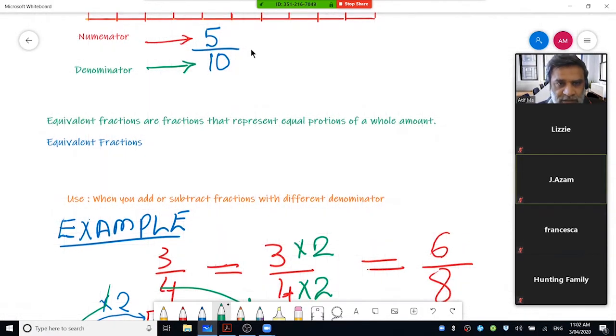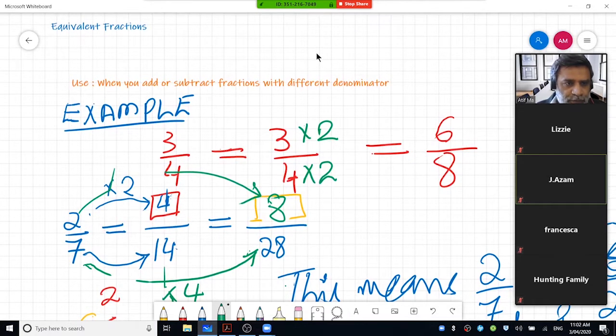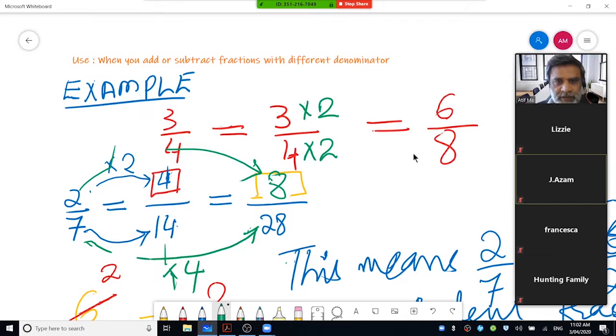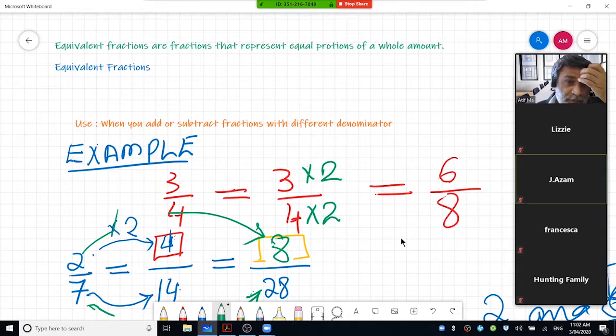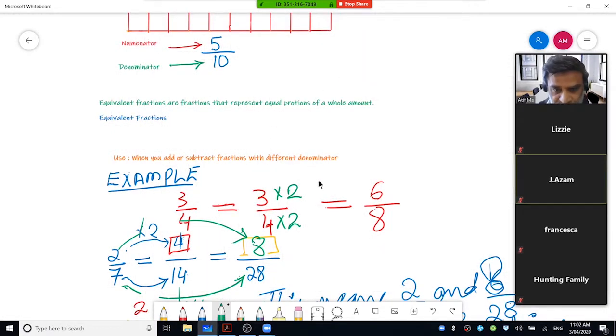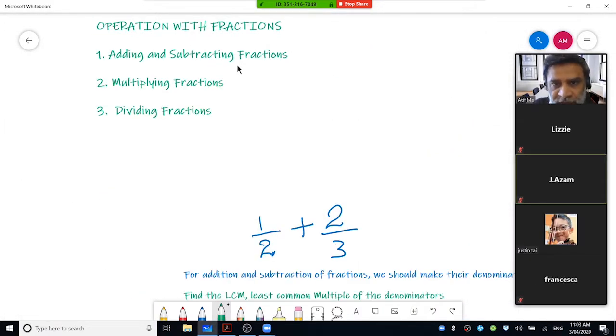We said a fraction has a numerator and a denominator. Equivalent fractions are fractions that represent equal portions of a whole amount. It means if you have a fraction and you multiply the numerator and denominator by the same number, you get an equivalent fraction, which we learned last time. If you have any problem or do not understand, just give me a message on the chat.